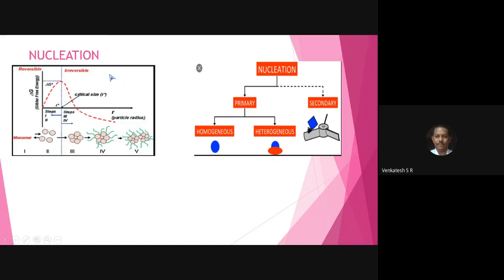This is the diagram for the nucleation process. Nucleation can be divided into two: primary and secondary. Primary has two types: one is homogeneous and the other is heterogeneous. In secondary, there may be different types of nucleation depending upon the type of metal, the type of process, and the formation of crystal structure.